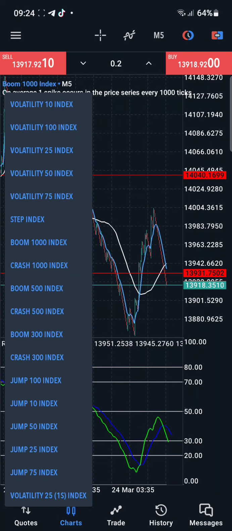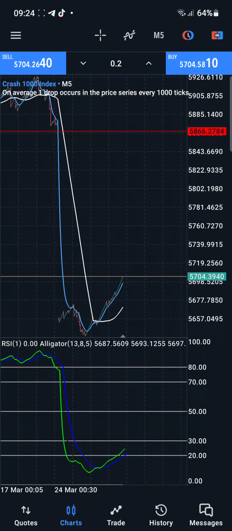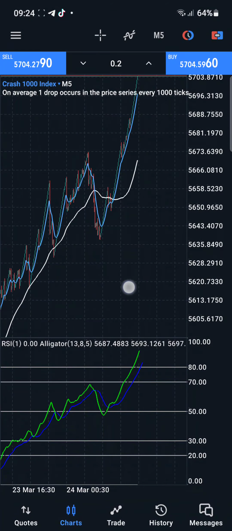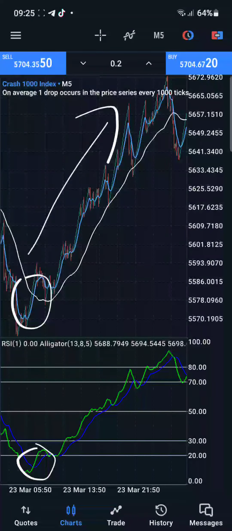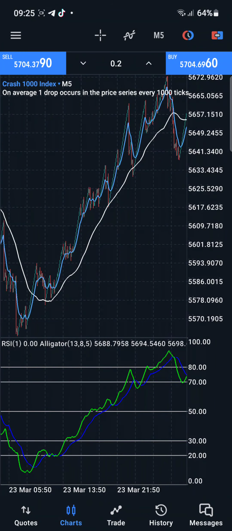Now let's move on to the next asset, which is going to be Crash 1000. This is Crash 1000, still using the same strategy, or the same setup. We can see this is already below 20, and we had an upward crossing around there, which was what happened around there also. So this gives us an opportunity to buy more. That is why it has been buying since then.